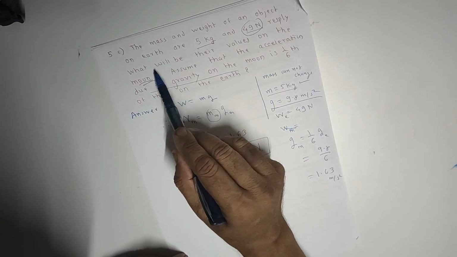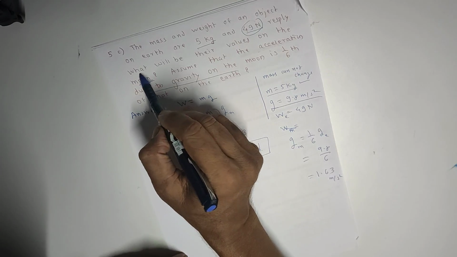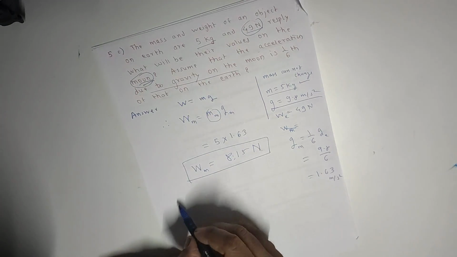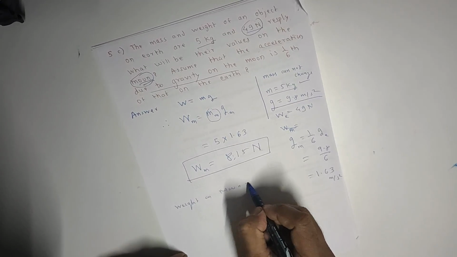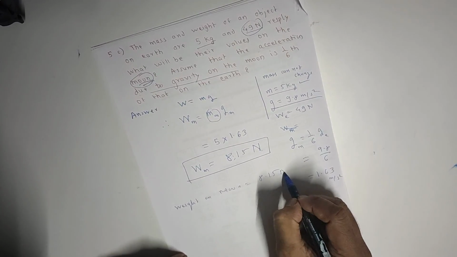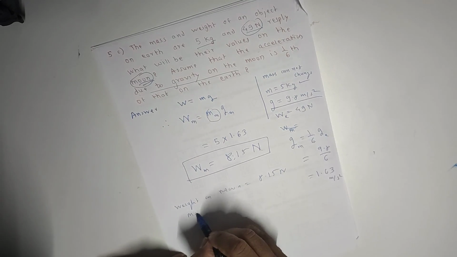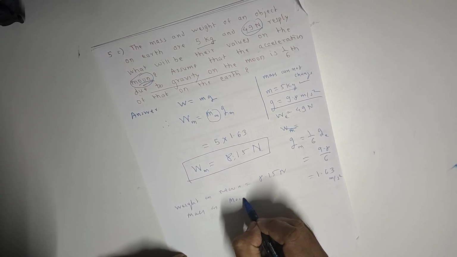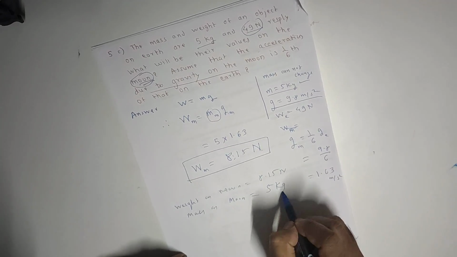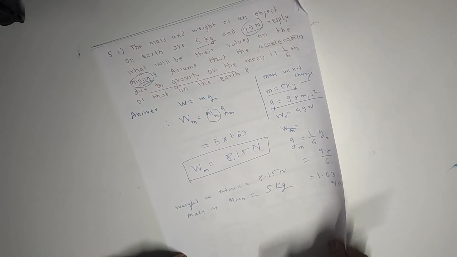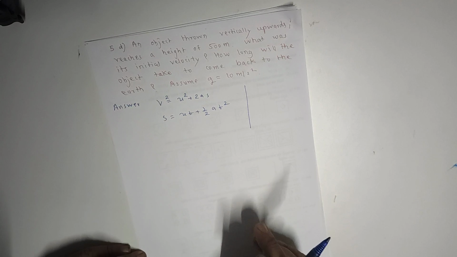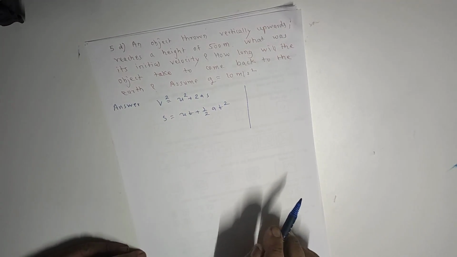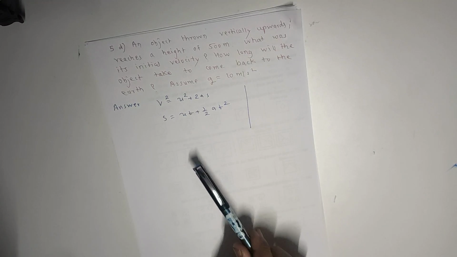Therefore what will be the values on the moon? Weight on moon is 8.15 Newton and mass on moon cannot change, it is 5 kg. This is the third example. Okay, next example let us see in the next part.